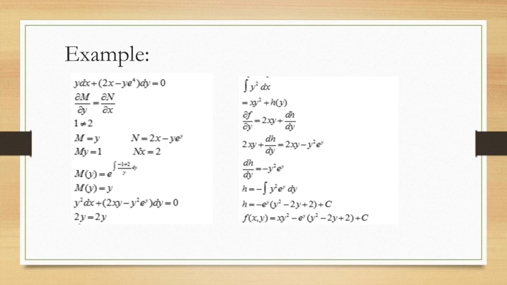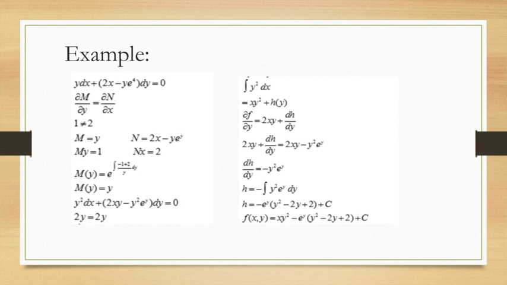Therefore, we need to find the integrating factor of this differential equation. So first we get M is equal to y, and M_y is equal to 1, and N is equal to 2x minus y e to the power of y, and N_x is equal to 2. In this case, to find the integrating factor, we need to be careful in choosing the mu of x or the mu of y.